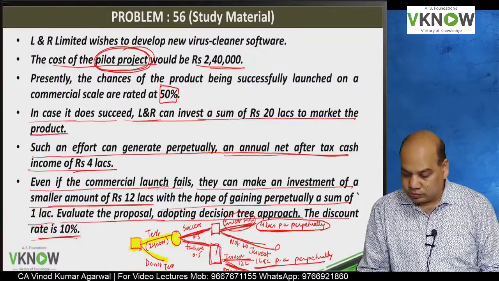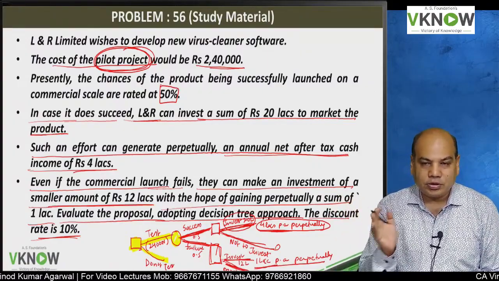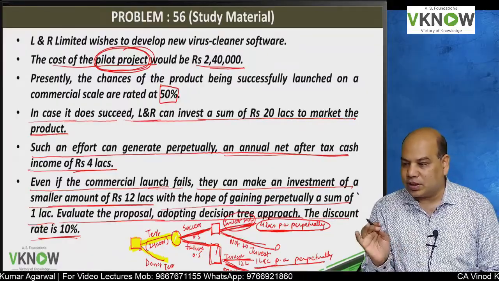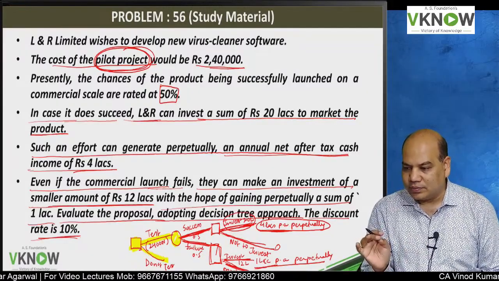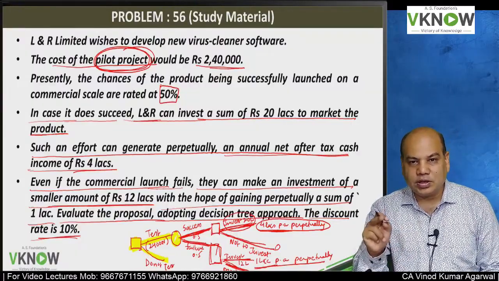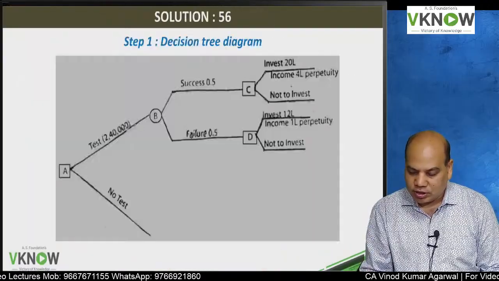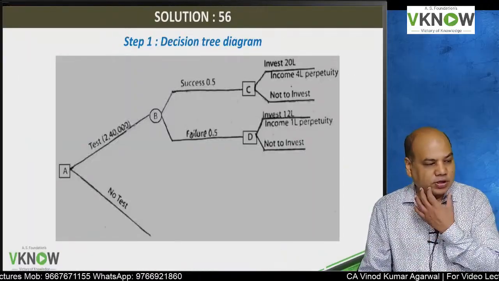So what we'll do, we'll first draw the diagram, evaluate from right to left. The objective is maximization of gain. So whenever there is a decision point, we are going to take higher of the two. Is it right? So draw the diagram first.